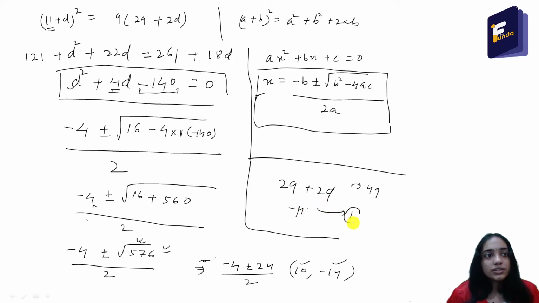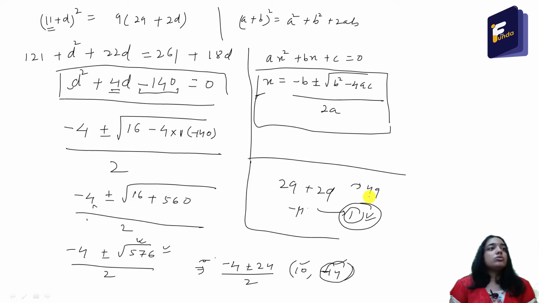So obviously 1 is less than 49. So this value, minus 14, is the right value. Okay. And what is the value of the third term? The smallest possible value of the third term of the GP is 1. So we have got the answer.